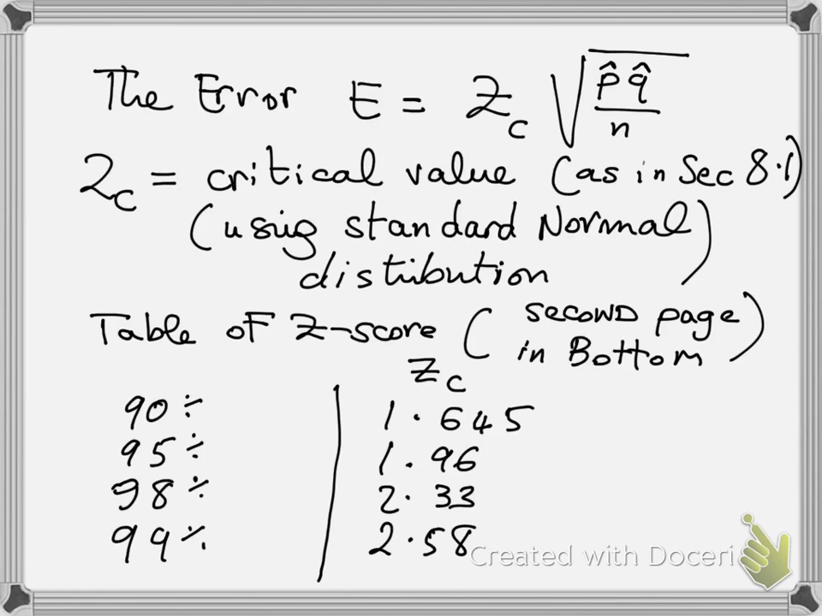And that's the main formula. This is the formula for the margin of error E. It's given by the critical value z sub c times the square root of p hat times q hat over n. So let's do an example.